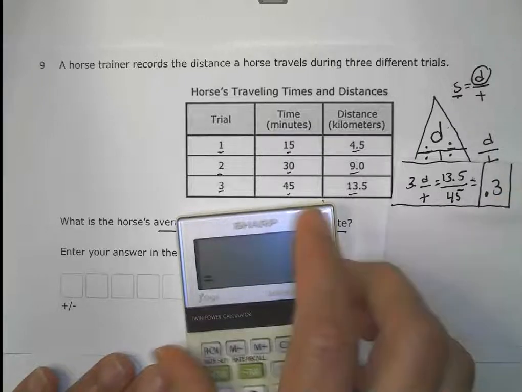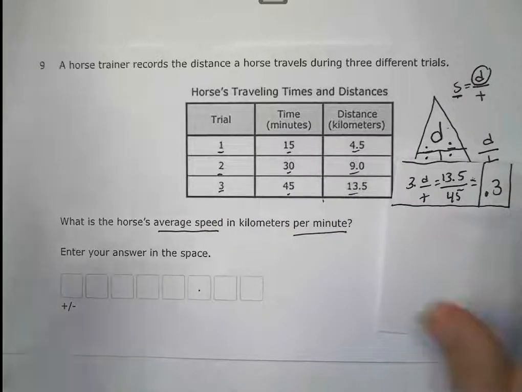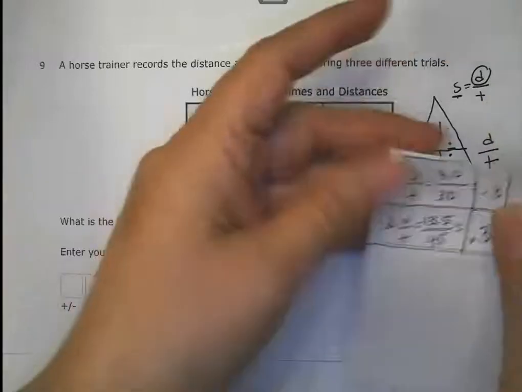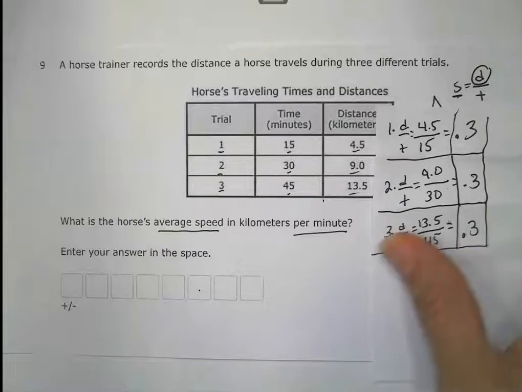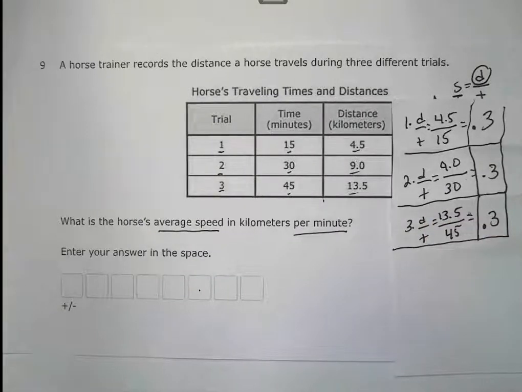So then 0.3. So right there, I can say, you know what? My average speed based on these calculations is going to be 0.3 because all of them are exactly the same. It took the same amount of time during all of them. So that means that that's my average speed.